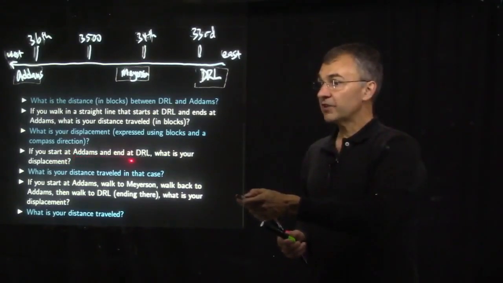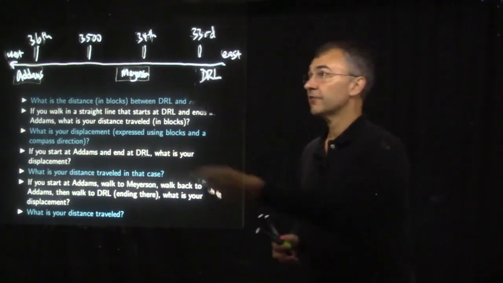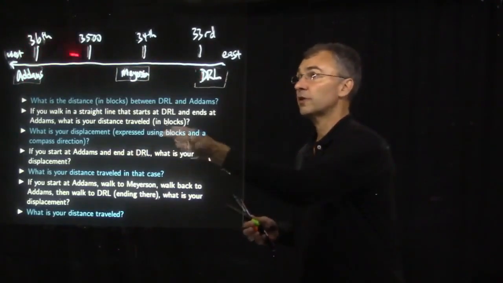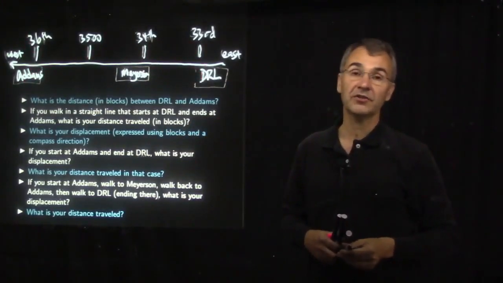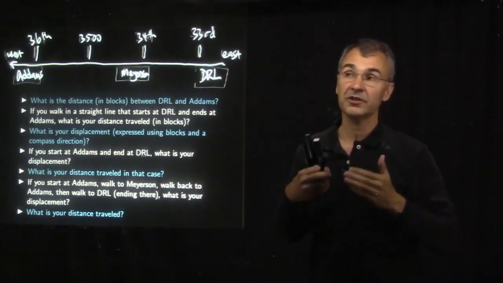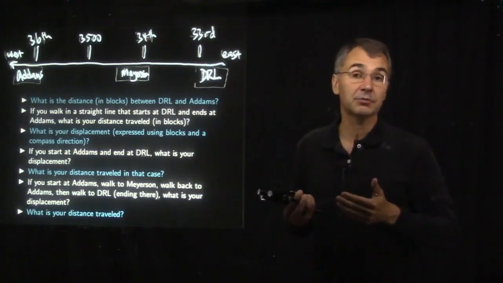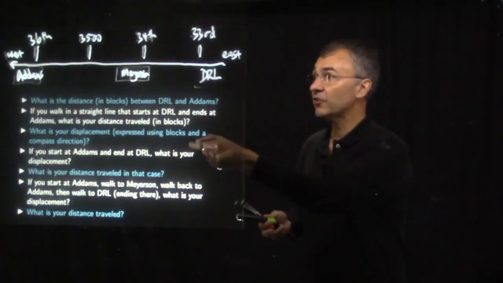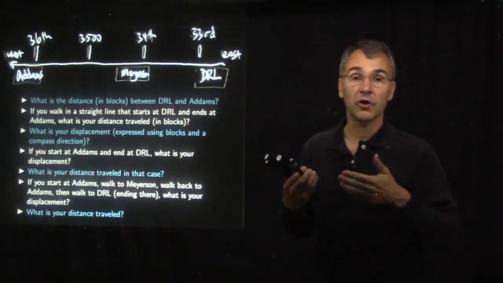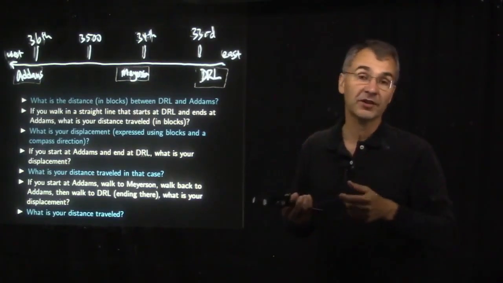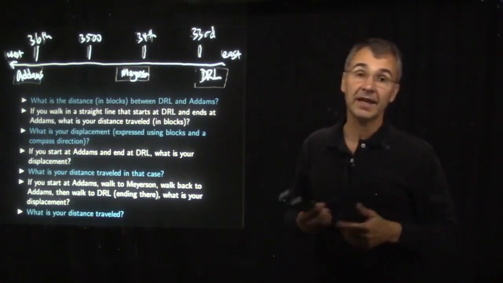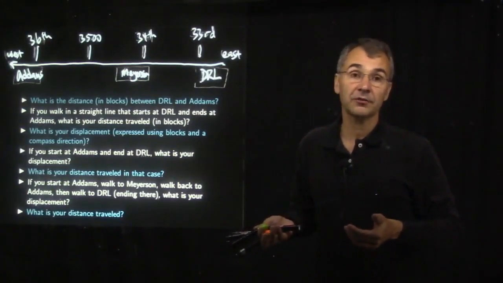If you start at Addams and end at DRL, what is your displacement? Okay, I start at Addams, I end at DRL, so that's 1, 2, 3. So my displacement is 3 blocks east. Or I could say it's negative 3 blocks west. If I happen to have made my x-axis point in the west direction, maybe I want to always say west, and so if I travel east, I'll say I travel negative blocks west. So I could say negative 3 blocks west, or 3 blocks east.